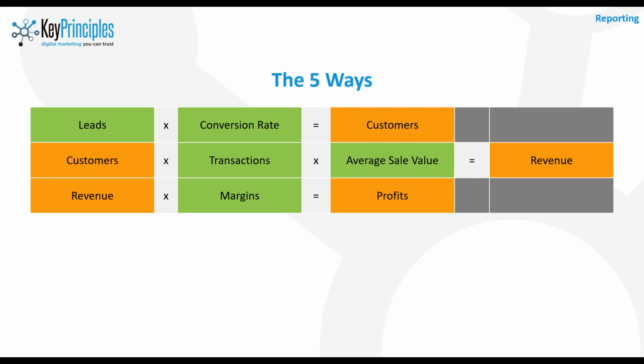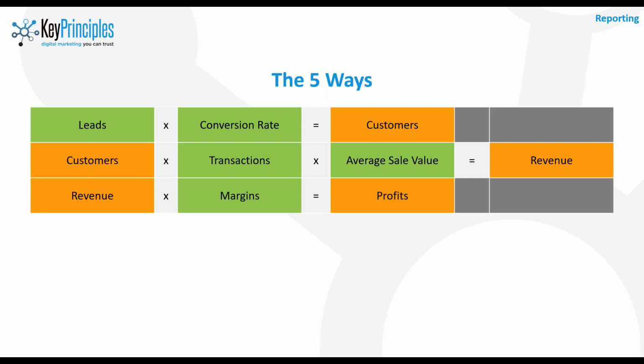Everybody looks at and measures the orange metrics, but that's the output of the green metrics, which is actually the input. So maybe I'm not explaining this very well, but basically the orange metrics are simply the outputs of the green ones.